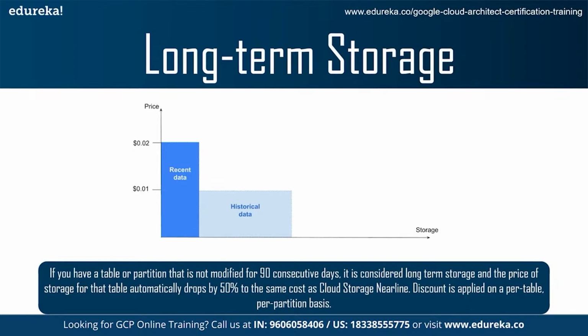If you have a table or partition modified in the last 90 days, it is considered active storage and incurs a monthly charge for data storage at BigQuery storage rates. If you have a table or partition that is not modified for 90 consecutive days, it is considered long-term storage and the price of storage for that table automatically drops by 50%, to the same cost as Cloud Storage Nearline. The discount is applied on a per table, per partition basis. If you modify the data in the table, the 90 day counter resets. A best practice when optimizing costs is to keep your data in BigQuery.